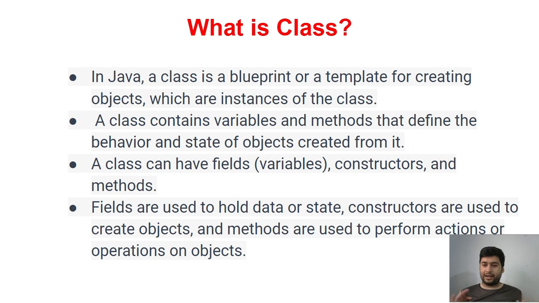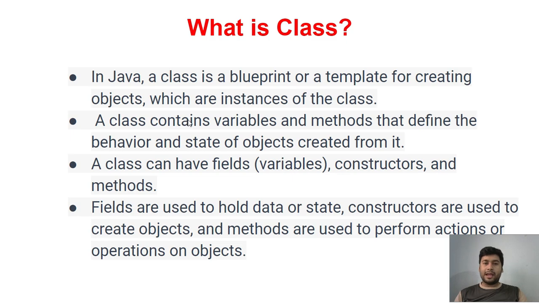Okay, let's understand. What is the meaning of blueprint? Blueprint means a copy of whatever real object you have. It is a template for creating an object. So whatever objects we create, those come from the blueprint, which are instances of the classes. We can discuss this practically.